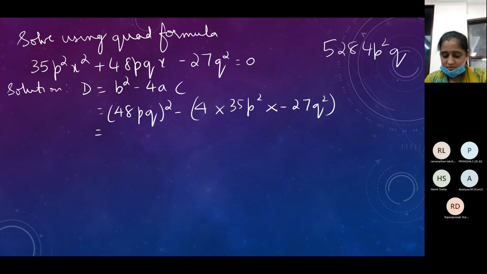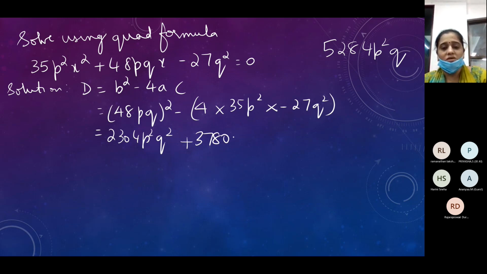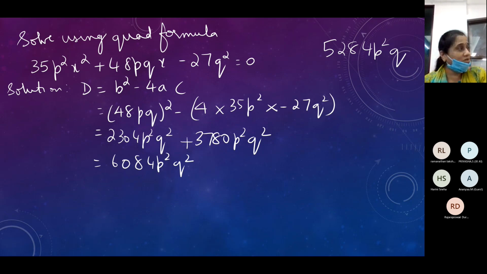48 into 48 is 2304 P square Q square. Minus into minus is plus 140 into 27, which is 3780. When you multiply minus into minus you get plus. P square Q square, they're like terms, so you can simplify them further. 6084 P square Q square. This is the expression for D.